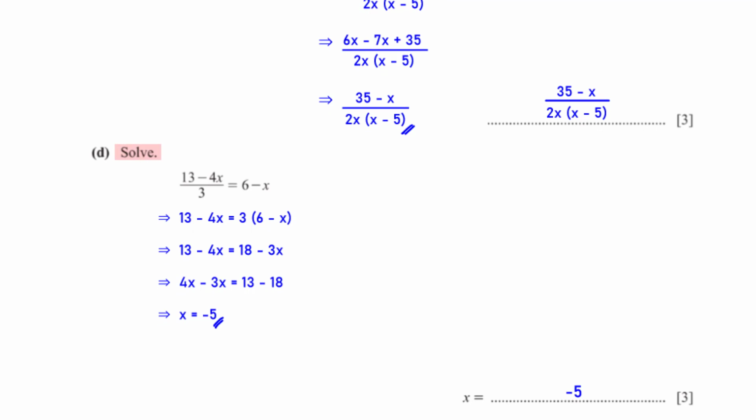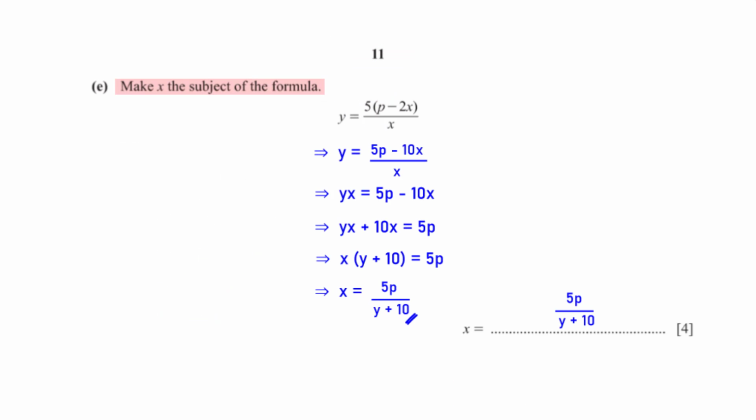Solve 13 minus 4x over 3 equals 6 minus x. When we multiply both sides of the equation by 3, this is what we have. When we expand the brackets, 3 times 6 is 18. 3 times minus x is minus 3x. When we group like terms, this is what we have. 4x minus 3x is x. 13 minus 18 is negative 5.